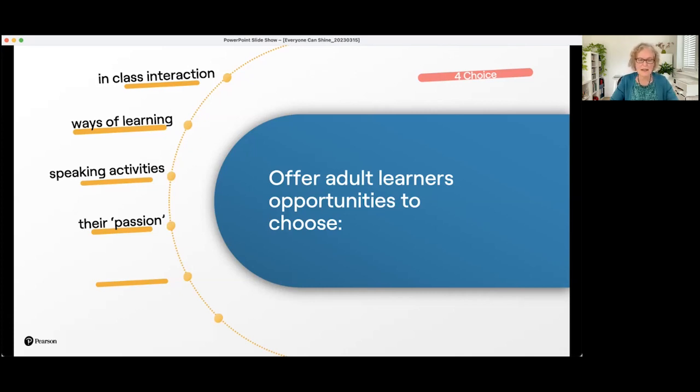The last one here is offer the learners opportunities to choose where they want to focus their learning. And I want to talk about this as we go on in the next section. I realize that I've got two people with questions and answers, but I might have to leave that till the end because I'm not quite sure how to access your questions there. So apologies for not answering them immediately.